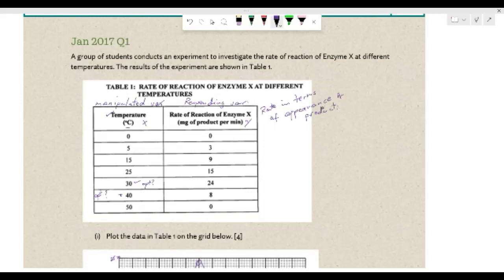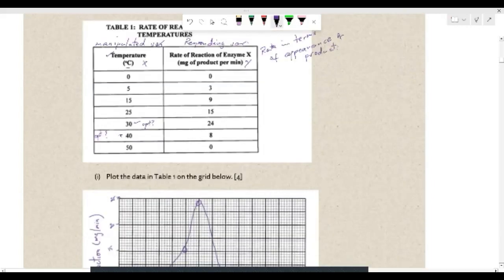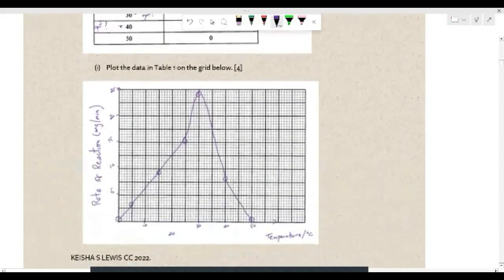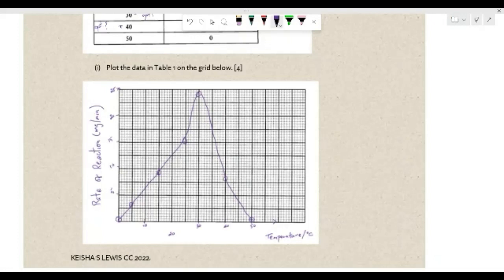So now that we've figured out what's going on with this table, let's take a look at the question. The question is asking us to plot the data in table 1 on the grid below. So in the interest of time, I completed it already, but of course, let's just go through some of the basics as to what we expect.